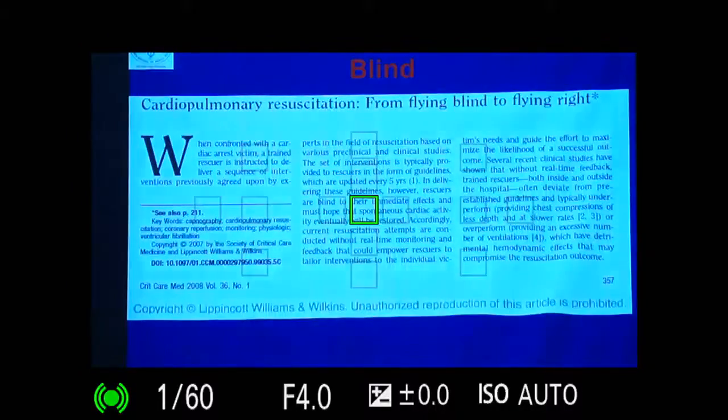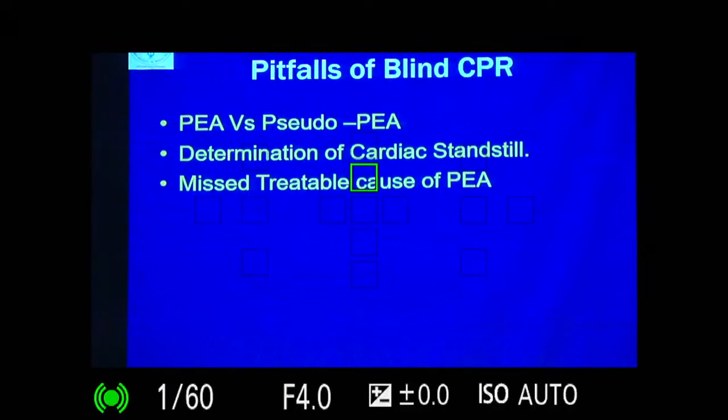Got stuck. Okay. So, the pitfalls: differentiating pulseless electrical activity from pseudo PEA, and determination of cardiac standstill. Many times fine VF will appear as a cardiac flat line. So, rather than getting confused many times, you have to follow the flat line protocol: increase the gain, check other leads. Many times you will miss the treatable causes of pulseless electrical activity.